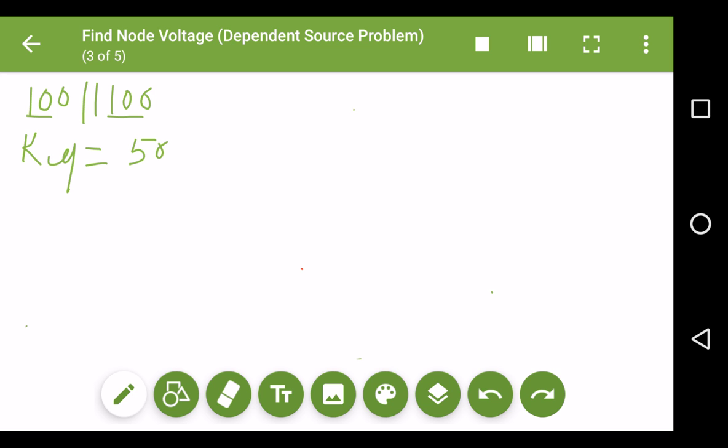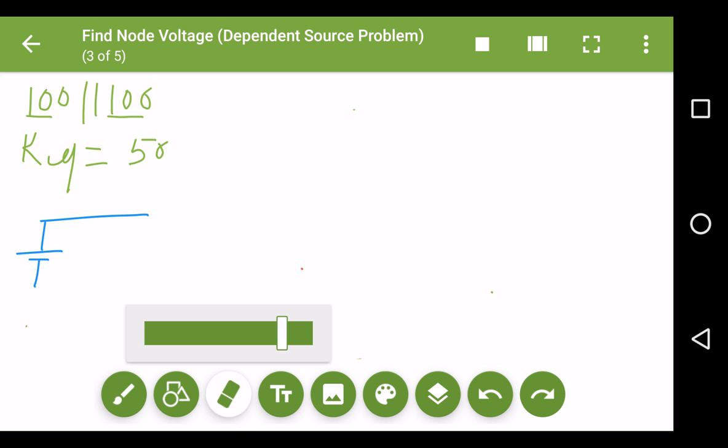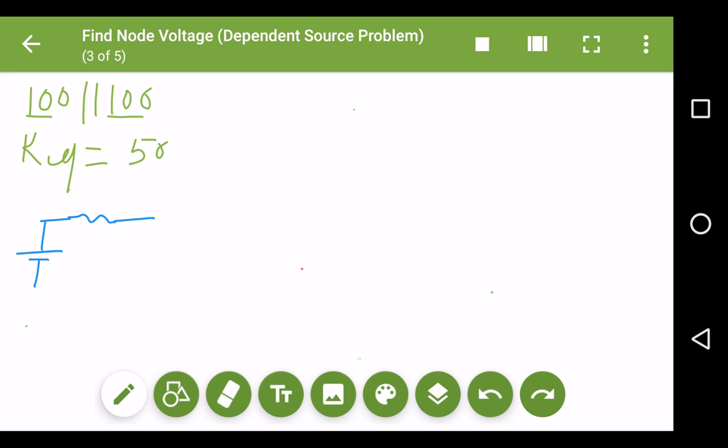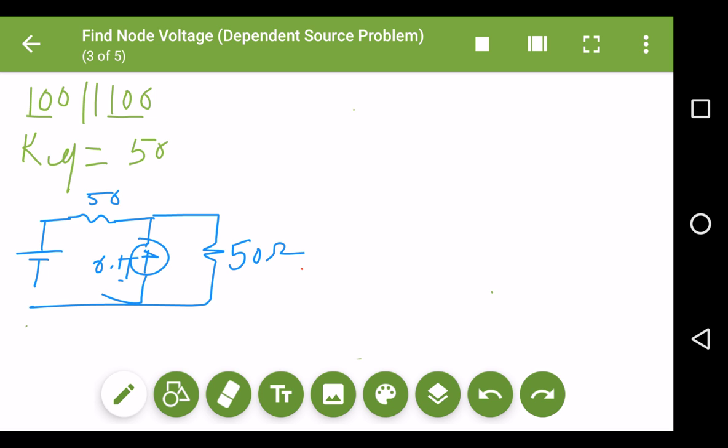So my circuit will look like this. That is 15 ohm, and this is my resistance of 50 ohm. This is my current source and my equivalent resistance of 50 ohms, which I just found. This is my 0.1 I current source. This is my 15 ohm. So this is my new circuit, after combining these two resistance values.